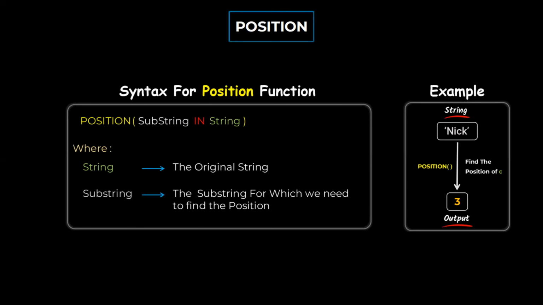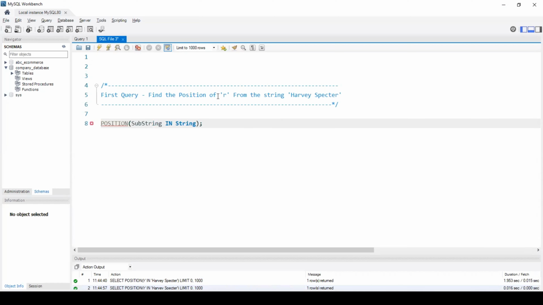So I'm using this syntax in MySQL Workbench. Since we need to find the position of R from the string Harvey Specter now, so instead of a substring, I'm substituting R. And instead of a string, I'm substituting Harvey Specter. Now the position function will find the position of R from the string Harvey Specter as 3. And we need to return this 3 in the output now. So for that, I'm adding SELECT at the beginning of this query. Now the query is done.